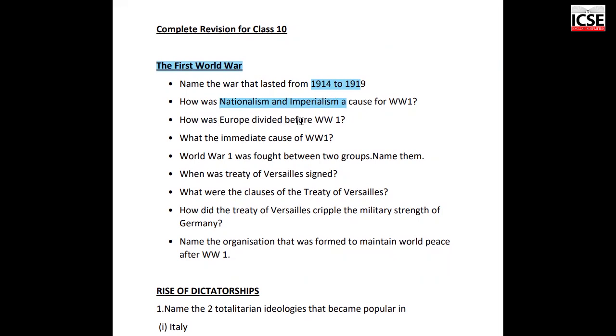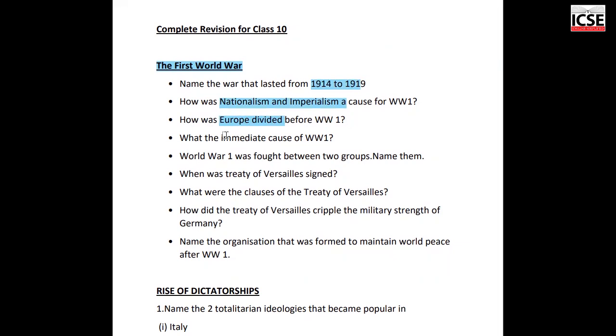The next question, how was Europe divided before World War I? Now, this question, be very careful. When you talk about Europe being divided before World War I, here you write about the Triple Alliance and the Triple Entente. You should know the countries in the Triple Alliance. You should know the countries in the Triple Entente. That can be one important question.